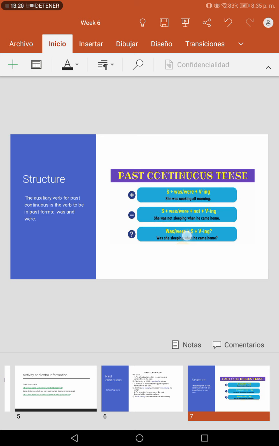And finally, when we have questions with past continuous, we need to first start with the verb to be, was or were in past. After that, the subject, then the verb ing, and finally the complement. Después, el complemento. So remember, with questions, we invert the verb to be, that is the auxiliary verb of the past continuous, with the subject.